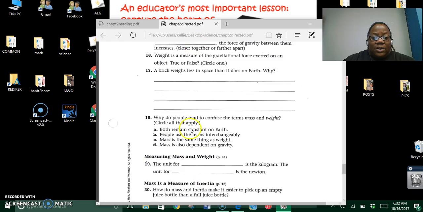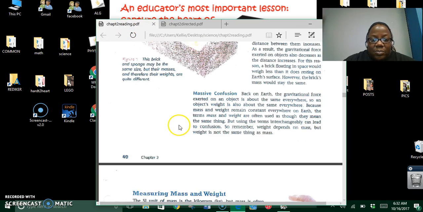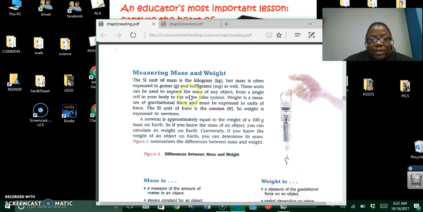Okay, so measuring mass and weight is the next part, which will be starting from right here. I'm going to stop this video because I can only record 15 minutes at a time for free without actually having to buy the program. So this is the end of part 1 of your work. Go ahead and click part 2 and we'll start right here.